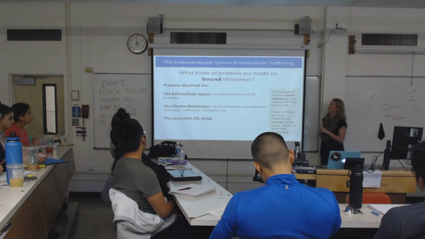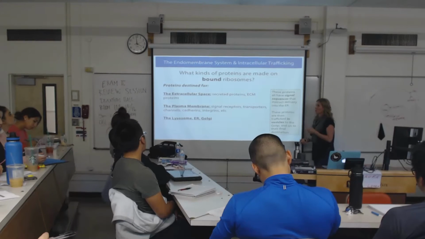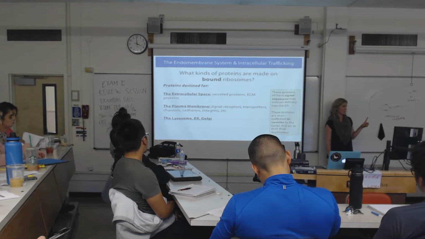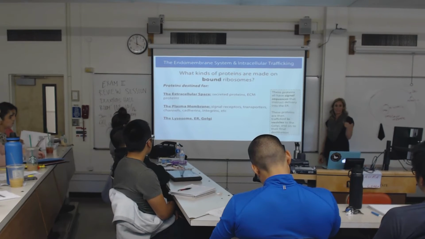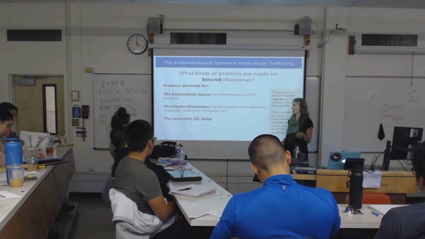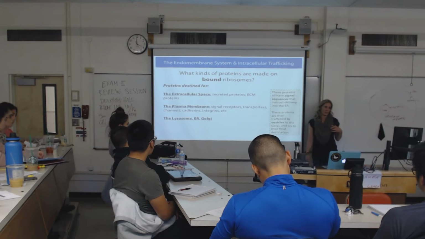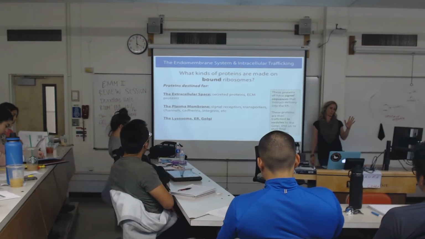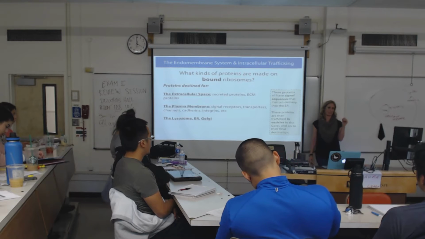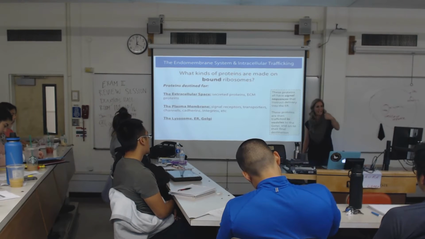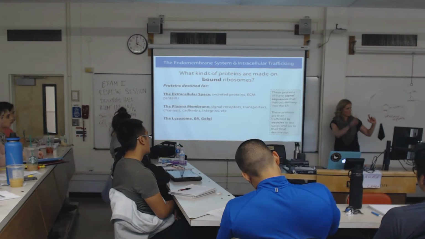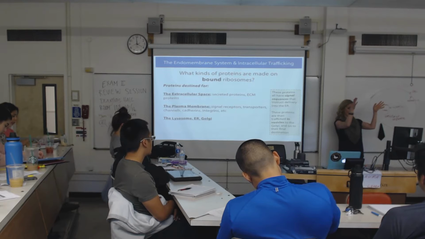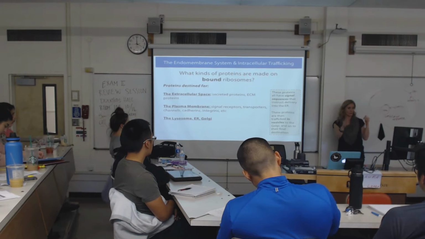So the kinds of proteins that are made on bound ribosomes are proteins destined for the extracellular space. Those need to move through vesicles to get there. They are also proteins destined for the plasma membrane. So any proteins that function as extracellular signaling receptors need to be translated on a bound ribosome to get into the whole vesicular transport system. They need to get in that door so that they can be transported via a vesicle to the plasma membrane. No other way that they can get there.